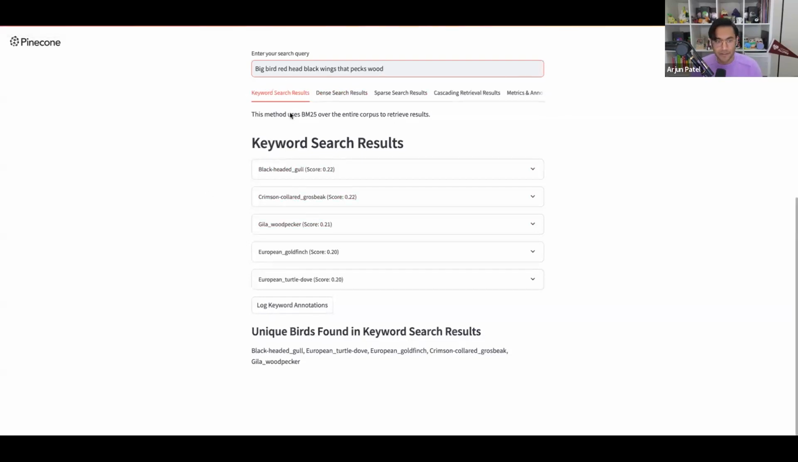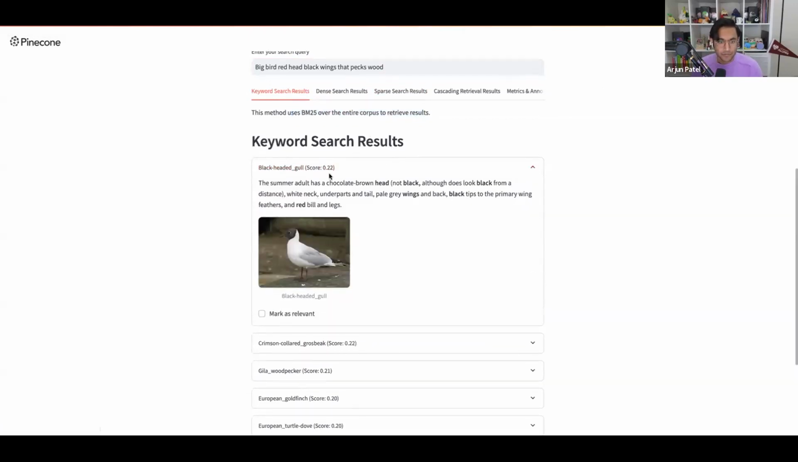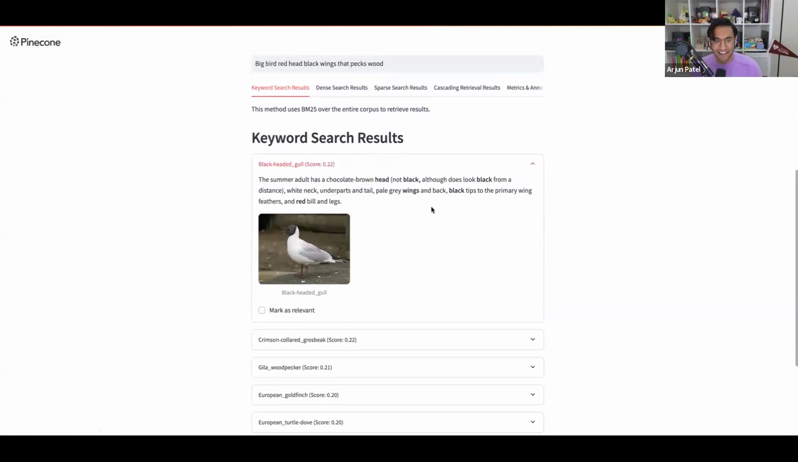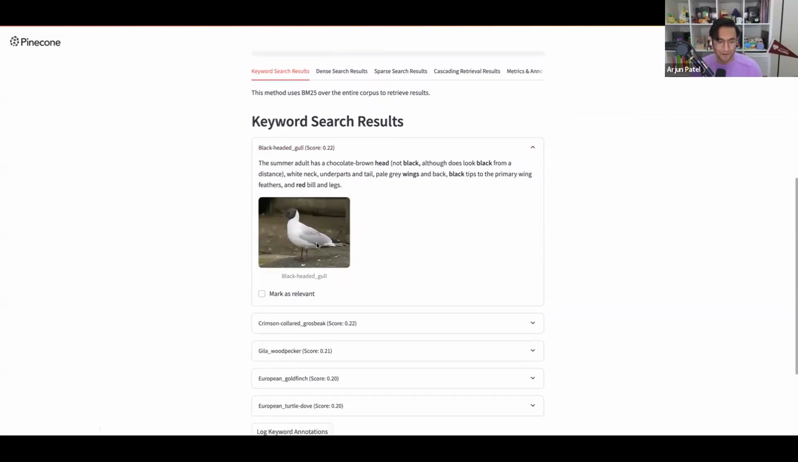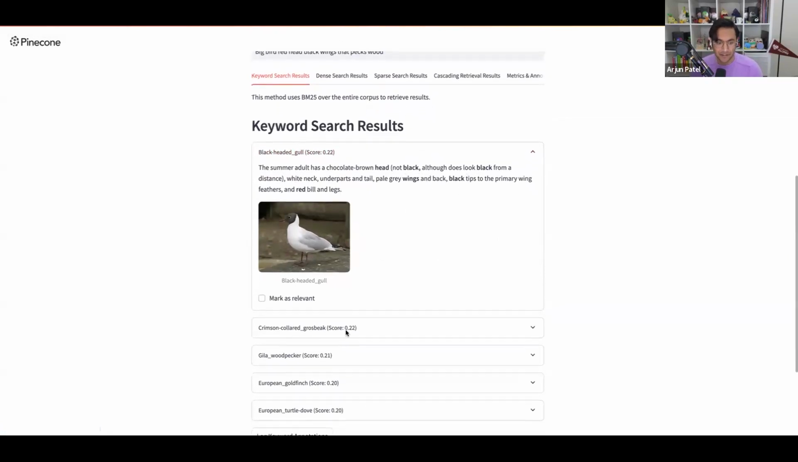So this first tab is going to use BM25, which is just traditional keyword search. We see that this is not actually helpful at all, right? This is not the bird that we were looking for. This is clearly different, but we can see that of the words being returned, the overlap informs why this is being returned.